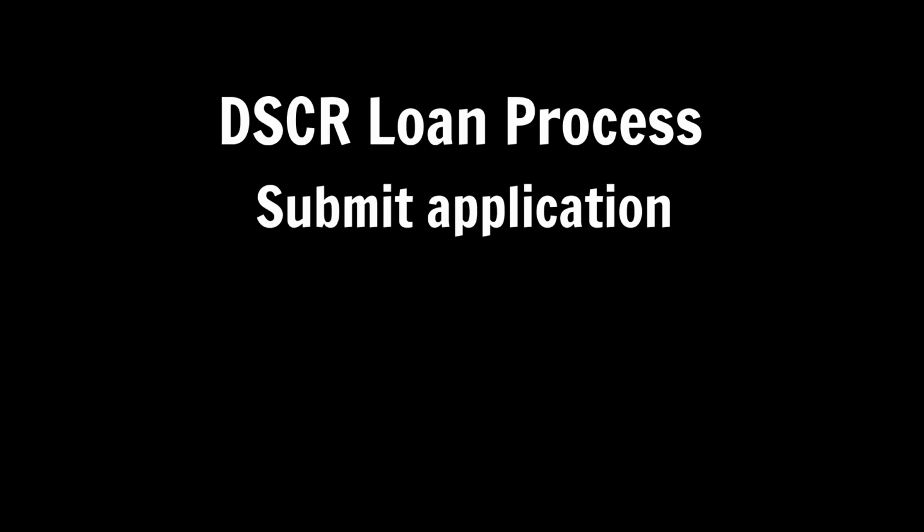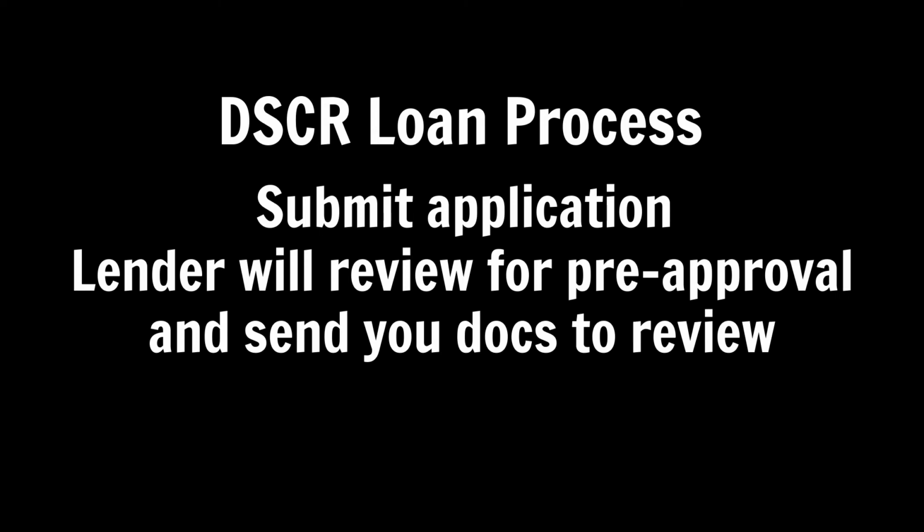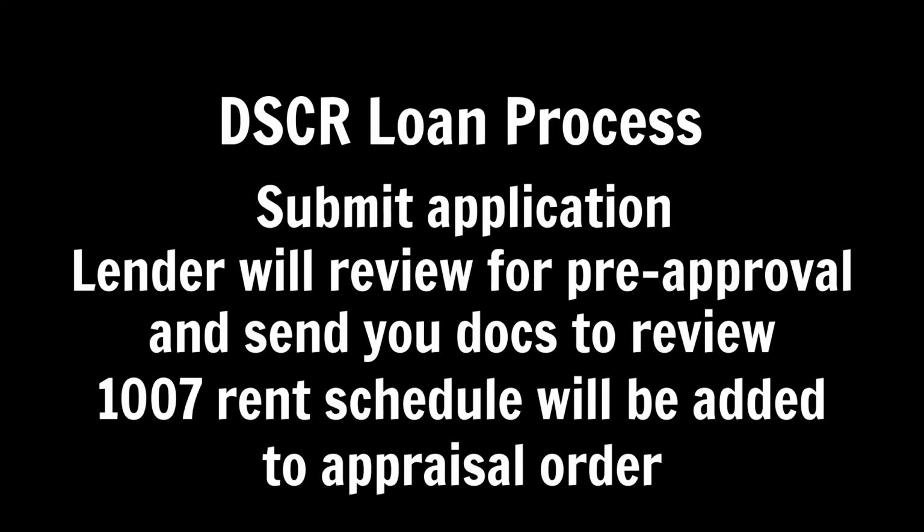So how does the DSCR loan program work? Just like any mortgage, you'll submit your application, but with the DSCR loan, you'll exclude any employment and income history on the application. The lender will pull your credit, review your assets, and when it's time to order the appraisal, you'll get a 1007 rent schedule. The lender will order it for you. Basically, that's added to the order. The 1007 rent schedule is a form the appraiser fills out to evaluate and report fair market rent. The fair market rent that is calculated is the figure that's used to calculate your debt service coverage ratio.